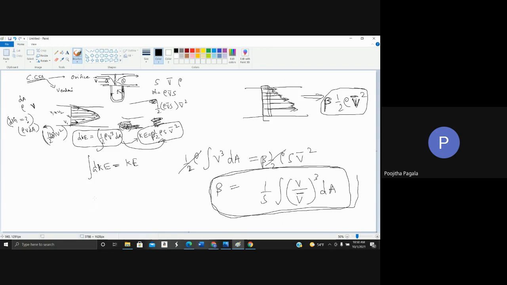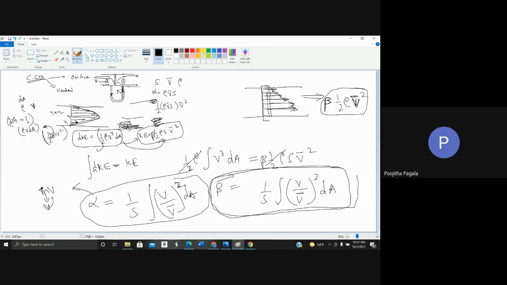Similarly, you also have a momentum correction factor, alpha. Alpha is equal to 1 by S integral (V by V bar) whole square times dA. So it's easier to remember. For alpha, you're going to have V by V bar square, because alpha is related to momentum, and momentum is related to m dot into v. In mass flow rate, you also have a velocity term, so v into v. You're going to have v square. So thereby you have a v square term.